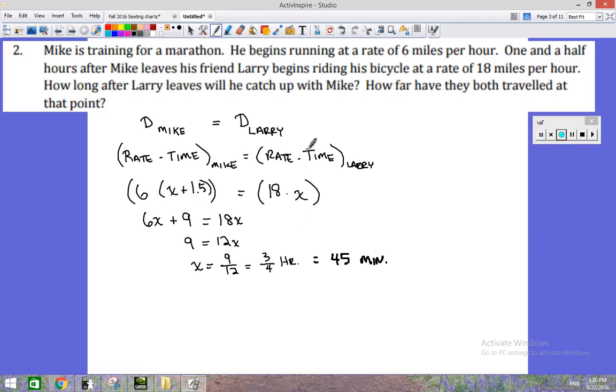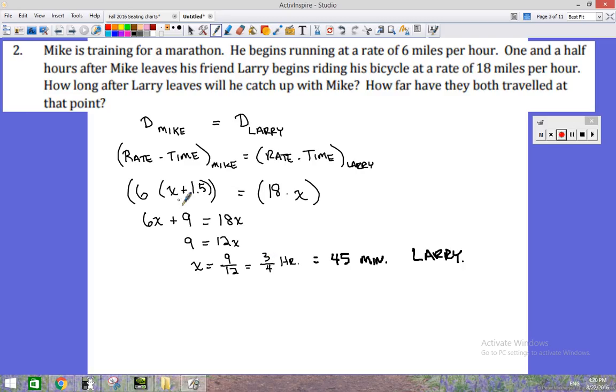Now, that was Larry. That's how long it took Larry to leave the house, I say leave the house, to leave and then to catch up to Mike. So on the first part, how long after Larry leaves will he catch up to Mike? 45 minutes later, or 3/4 of an hour later, Larry has caught up to Mike.